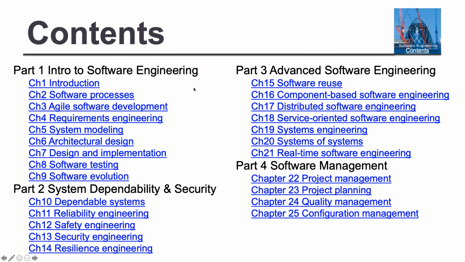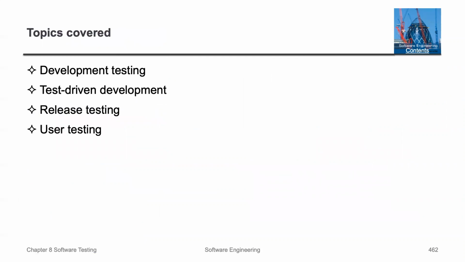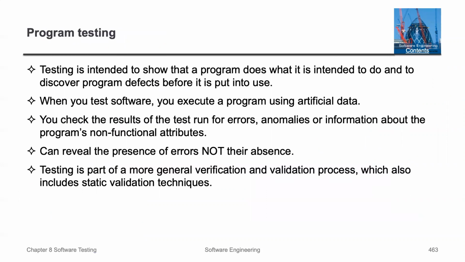We've talked about software processes, agile development, requirements engineering, system modeling, architectural design, design and implementation. So various aspects of how you go about formulating what you want to be doing with your software. And today we're going to be getting into software testing. For software testing, the topics are development testing, test-driven development, release testing, and user testing. Each of them has a separate purpose and focus.